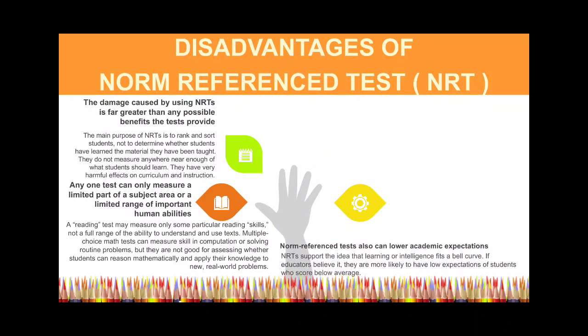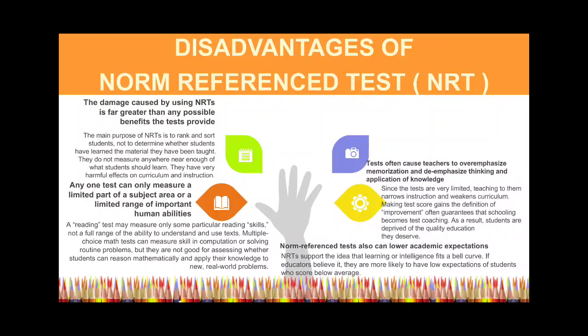Third, norm reference tests also can lower academic expectations. NRTs support the idea that learning or intelligence fits a bell curve. If educators believe it, they are more likely to have low expectations of students who score below average.